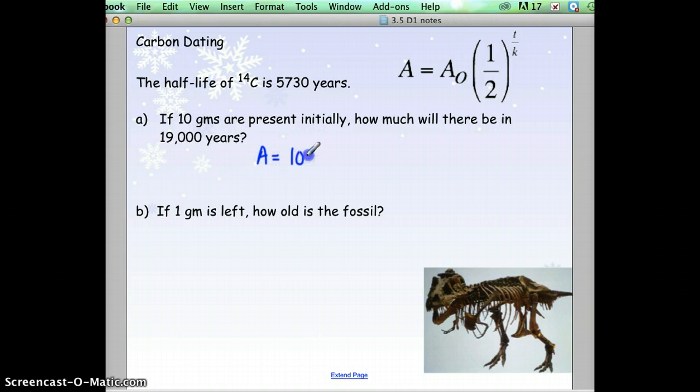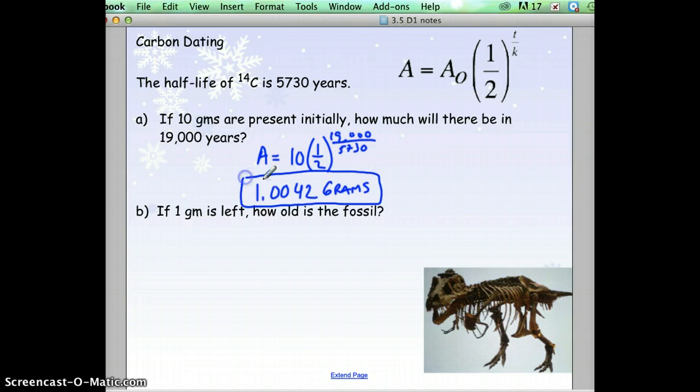Okay, well, we start with 10 grams. Time, how long is this going? It's 19,000 years. And the half-life is 5,730 years. So type all that in your calculator. All right, so I'm getting 1.0042, and we're talking about grams. So it started off with 10 grams, and in 19,000 years, there's 1.0042 grams.